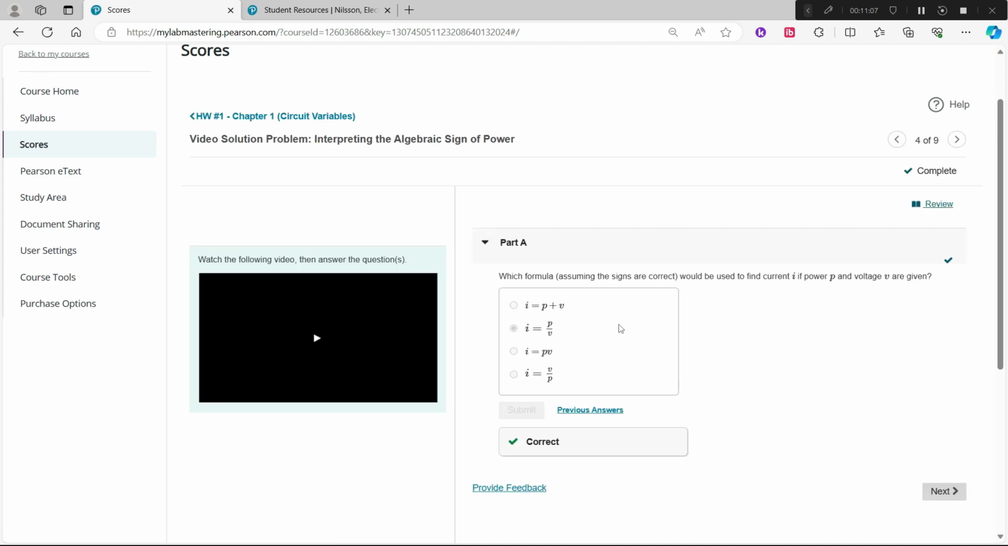This one is straightforward. Which formula? Power is equal to voltage times the current. You see this one right here: they just divided the V over to the other side to try to trick you. If you multiply V on both sides, you get P equals V times I, which is the original formula.